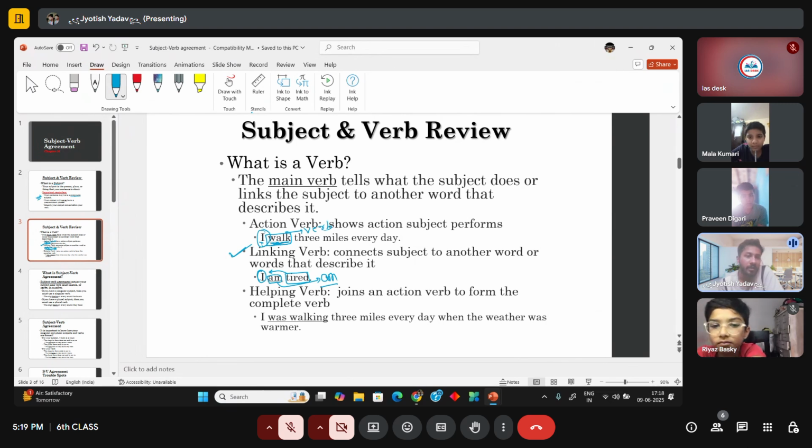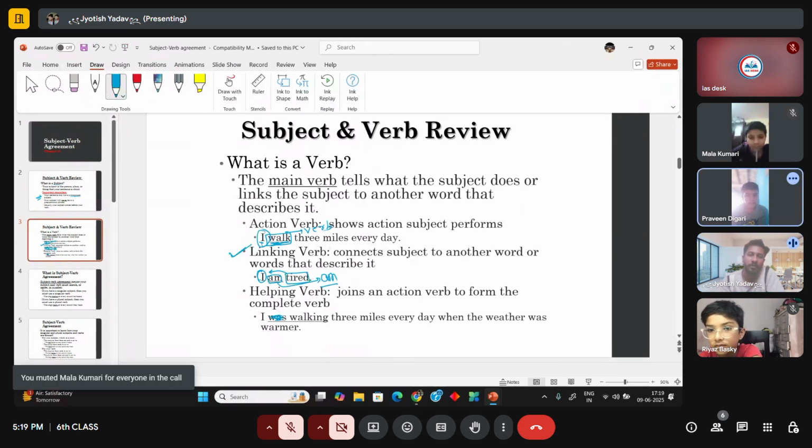If you see here, "I walk 3 miles every day." Suppose I delete this helping verb. Can I get any idea about "I walking 3 miles every day"? We are not getting any idea of when it is happening: past, present, or future. So we need the helping verb to indicate when the action is done. Is it done in the past, present, or will it be in the future? So that's all about the helping verb.